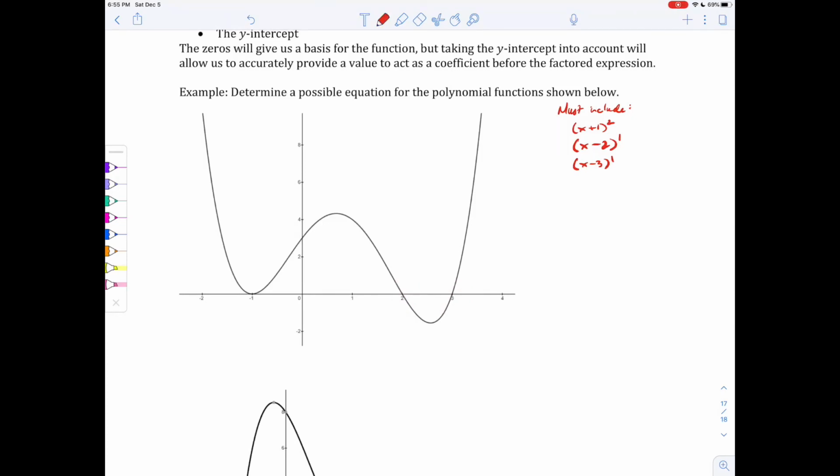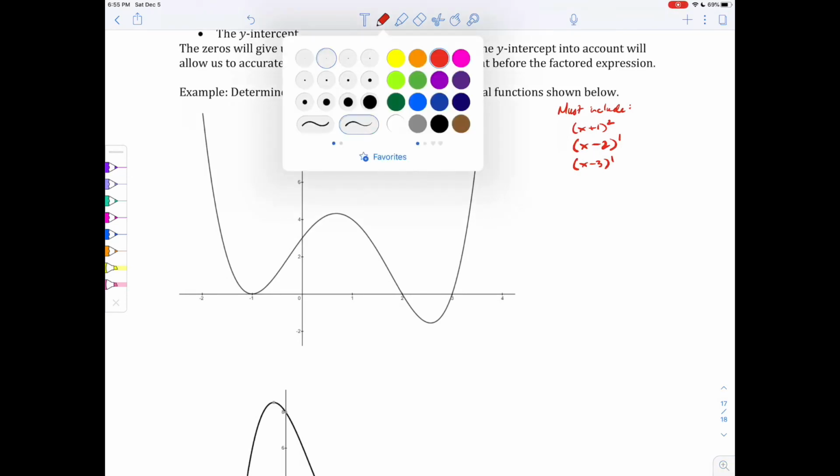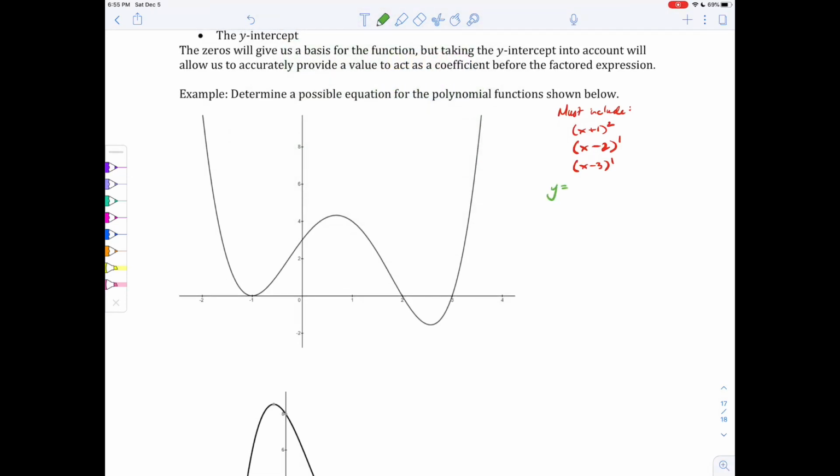So when we put our function together, we could say y equals some value being multiplied by x plus 1 squared times x minus 2 times x minus 3. That's the beginning of it. In order to figure out this value, we'll use the y-intercept, which is at 3. So we can say the y value is 3 when x is 0. So we've got 0 plus 1 squared, 0 minus 2, 0 minus 3.